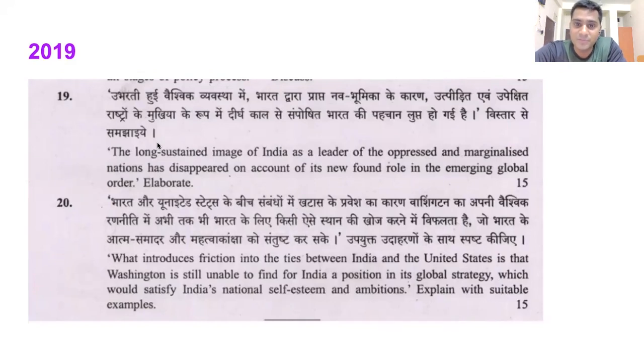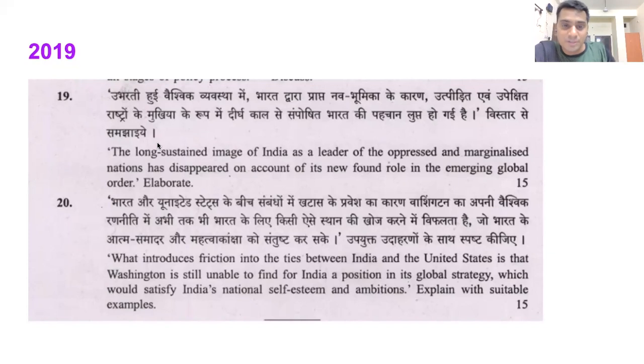The long sustained image of India as a leader of the oppressed and marginalized nations has disappeared on account of its newfound role in the emerging global order. See, they have clearly said emerging global order, which means global groupings. When the global groupings are changing or the global order is changing, India is going to change its foreign policy from idealistic policy to realistic policy, particularly after PM Modi has taken charge, right? So that question, again, you can classify into global order or global groupings.